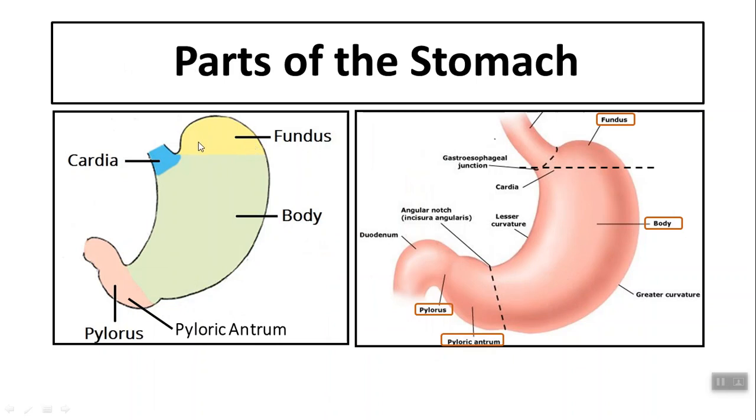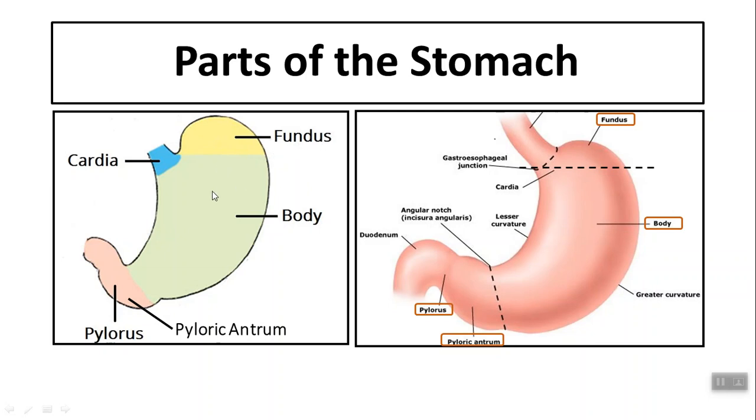What are the parts of the stomach? At the level of the cardia, the part of the stomach that lies above the level of the cardia, that is dome shaped, and it's usually filled with gas, is called the fundus.